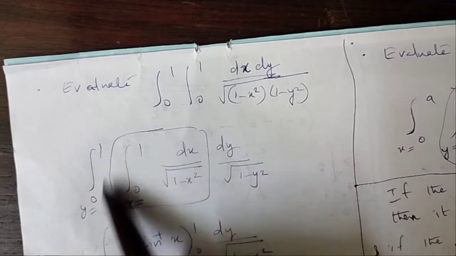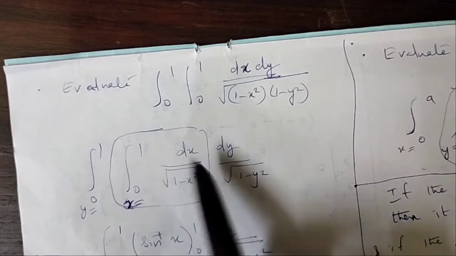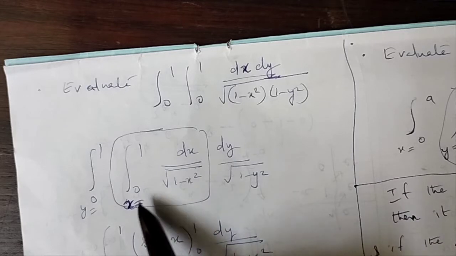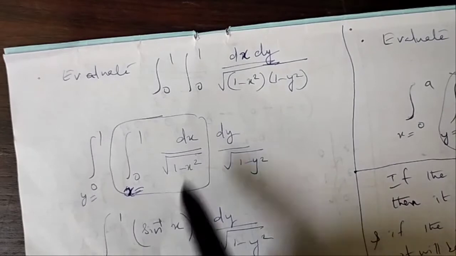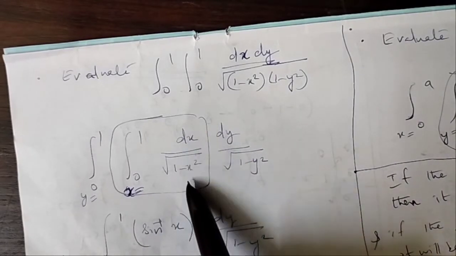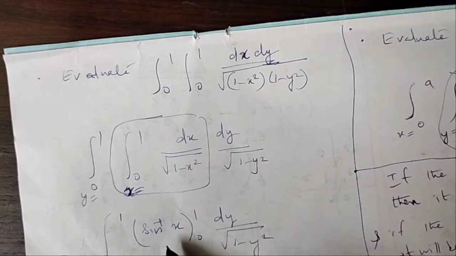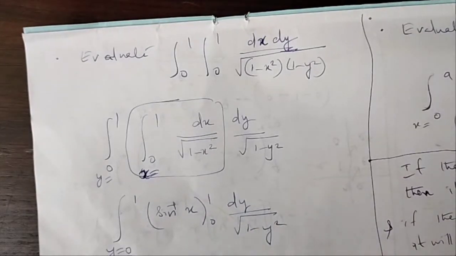So we can take this one as innermost. With respect to x we have to evaluate first, with the limit for x from 0 to 1 and then y from 0 to 1. So first of all, integrating with respect to x, dx by root of 1 minus x square. What's the integral of 1 by root of 1 minus x square? It is sine inverse x. Sine inverse x from 0 to 1, dy by root of 1 minus y square.